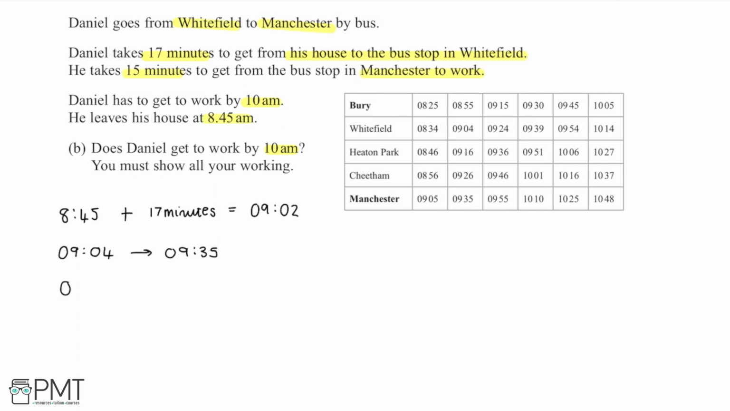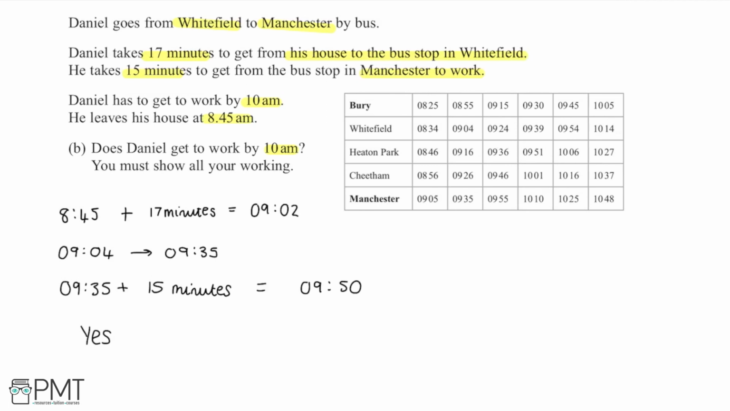So we can take the time that he arrives at the bus stop and then add on that 15 minutes. So we basically have 9:35, add on 15 minutes, and that's going to give us a time of 9:50. And 9:50 is before 10 a.m., which is when he needed to be at work by. So we can conclude that yes, he will get to work in time.